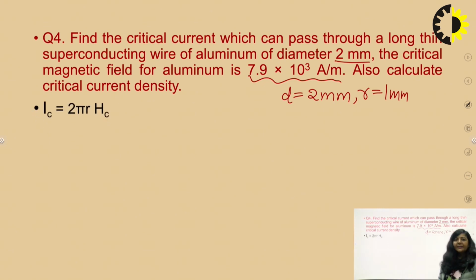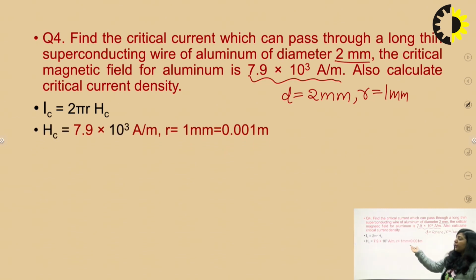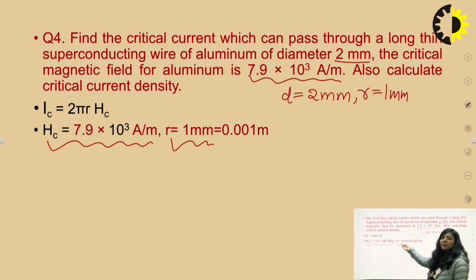So Ic, the critical current, as you know from our previous discussion, will be 2 pi r Hc. Since the critical magnetic field is given and the radius of that superconducting thin wire is also given, you can easily find this Ic. So first identify the parameters given here. Hc is given, this is the value of Hc. R is 1 millimeter, and since this magnetic field is in ampere per meter, we have to convert all the parameters to the same unit. So R in meter is 0.001 meter.